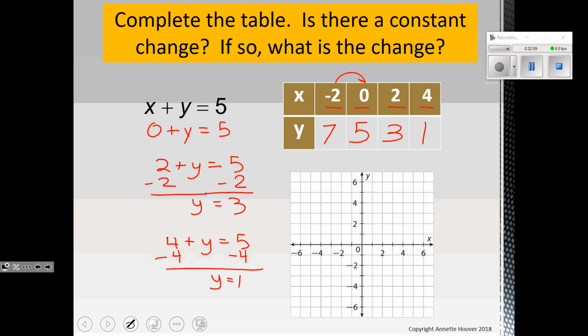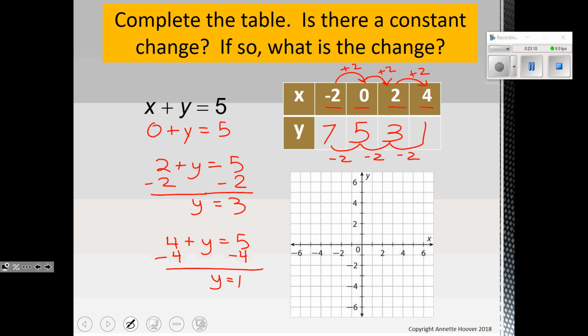So let's look at the x. This time it goes up by 2. This goes up by 2. This goes up by 2. So there's a constant change in the x values. This goes down by 2, down by 2, down by 2. So this should graph as a linear function. It is a function, and it is linear.